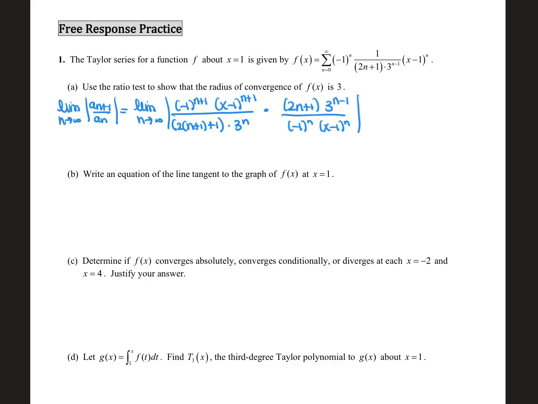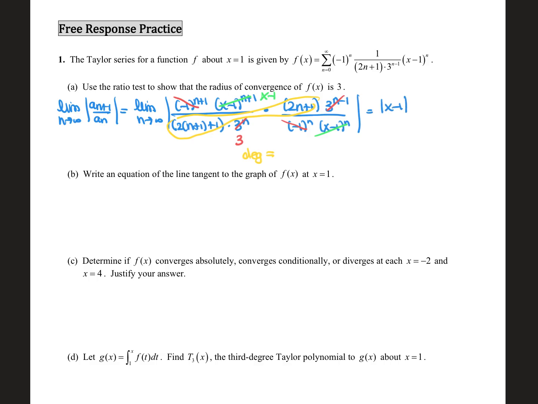Now, as always, we go through and cancel whatever we can cancel. Notice that we have an extra 3 on the bottom. The negative 1 to the n doesn't matter because that means it's alternating and we're inside absolute values. We have an extra x minus 1 on the top. And again, because there's no factorial, we know that the degrees will be equal.